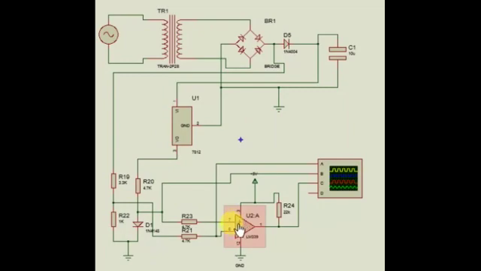So this comparator compares this 0.7 volt with the pulsating DC which comes from here. After comparing this, we will get the zero crossing detector output here. We will see the output, then we can understand.